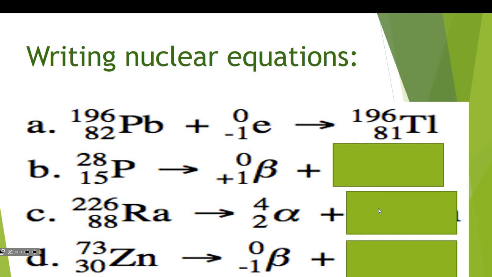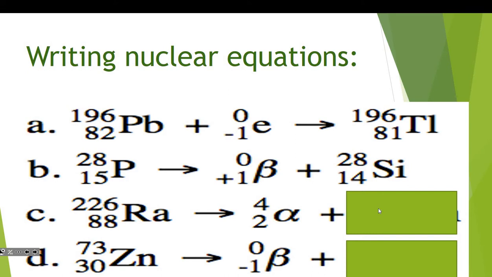Okay, so this one. We got 28 is equal to 0 plus 28, this is sulfur. And then we got 15 is equal to 1 plus 14. 1 plus 14 is 15. Silicon. It's not nickel. Okay, so look: on the top, 28 is equal to 0 plus 28. On the bottom, 15 is equal to 1 plus 14. So 14 is silicon. Okay, so try the next one.